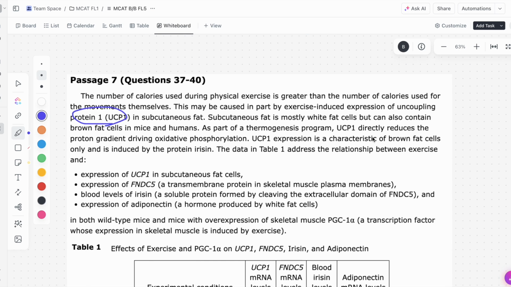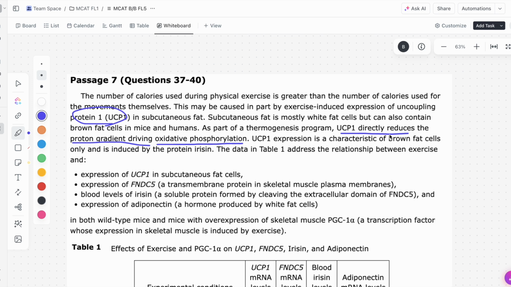And if we read further into this paragraph, we have here that UCP1 directly reduces the proton gradient driving oxidative phosphorylation. The key to this problem is that as soon as you read certain phrases, there should be certain bells going off in your head. So when I see oxidative phosphorylation, what does that mean for me? What terms do I think of? I think of ATP, for example.